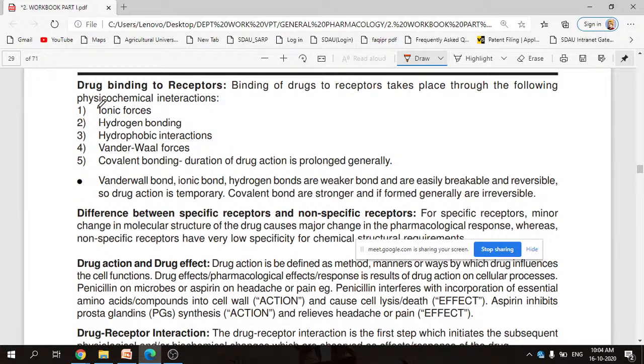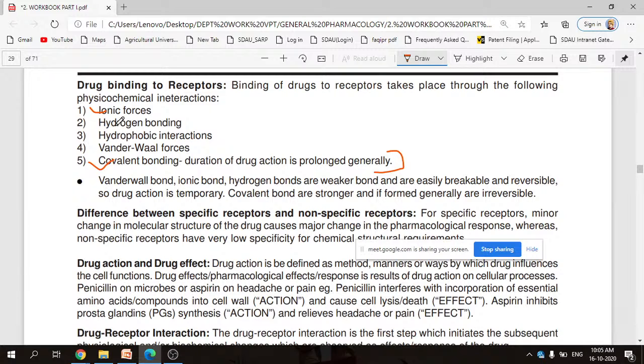Now, if you have studied chemistry well in the 11th and 12th, which one is the strongest bond out of these five? Naturally it is covalent bonding, where the valency is shared between two atoms. So there will be greater attachment. It is something like permanent bonding. So if the drug binds with the receptors with covalent bonding, then the duration of action is prolonged. Why? Because the attraction force is very strong, so naturally the drug and receptor will not dissociate very easily or very fast.